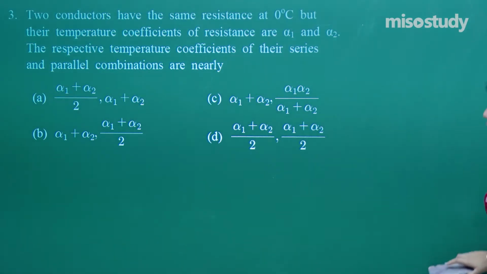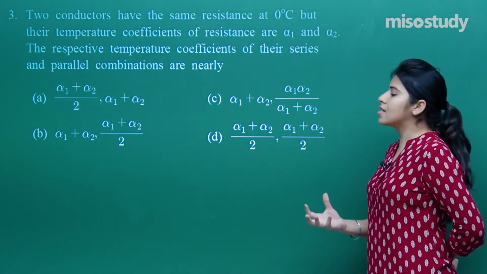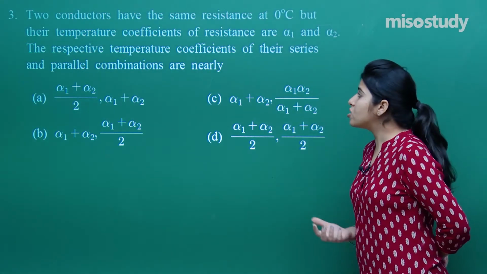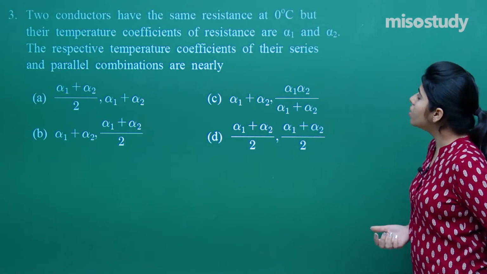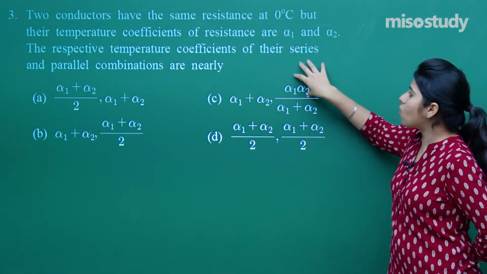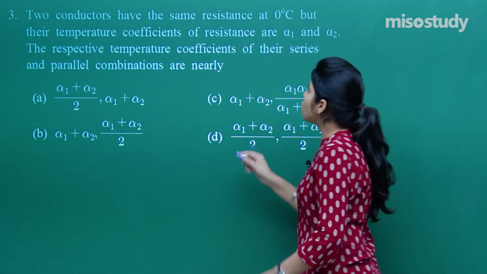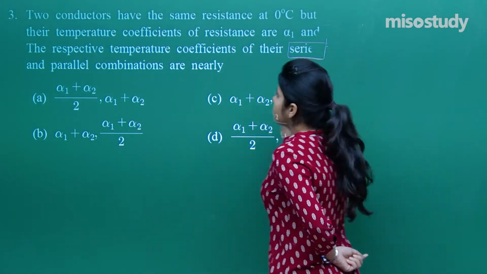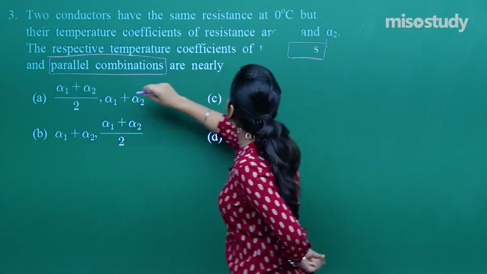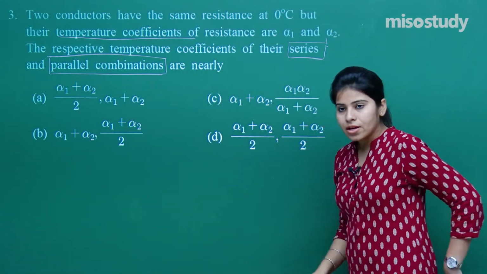Okay, so question number 3 says that two conductors have the same resistance at 0 degrees Celsius, but their temperature coefficients of resistance are alpha 1 and alpha 2. The respective temperature coefficients of their series and parallel combination would be what? So what we have to do? We have to find the series and parallel combination of their temperature coefficients, right?